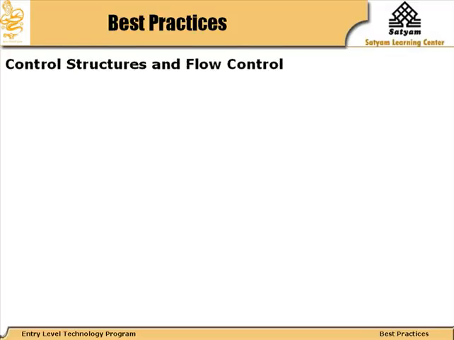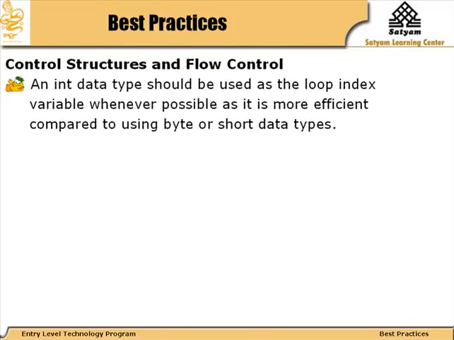Best practices: control structures and flow control. An int data type should be used as the loop index variable wherever possible, as it is more efficient compared to using byte or short data types. Avoid creating objects in a loop. This results in creation of multiple objects, which could also lead to a stack overflow.